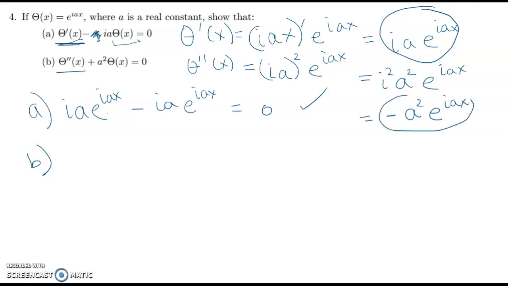Now we need to substitute this to here. We have negative a squared e to the power of i a x plus a squared times theta of x, which is just that, so we'll substitute that again, e to the power of i a x, and this again becomes 0.